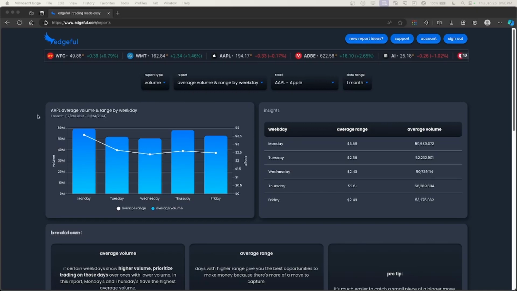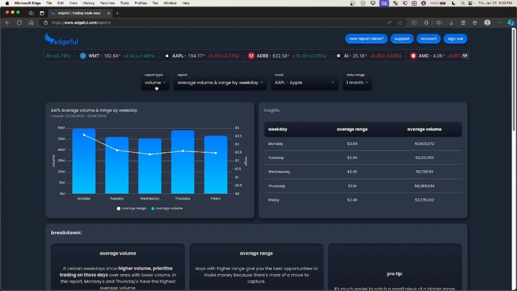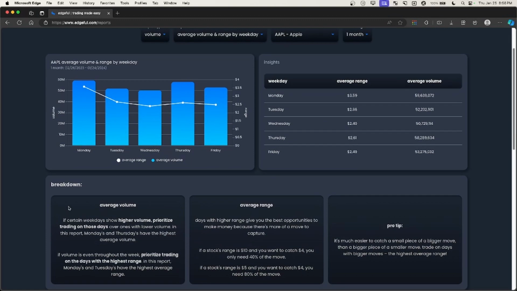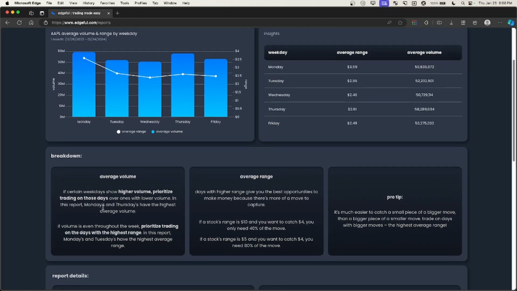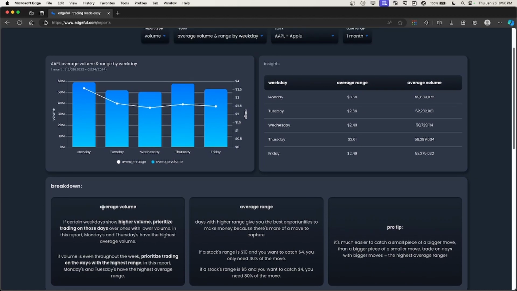All right, so let's go over Edgeful. This has been a new weapon in my arsenal. It is very simple. It explains everything too. It's very user-friendly and beginner-friendly, yet it still gives you all the vast knowledge that you need as a veteran trader.